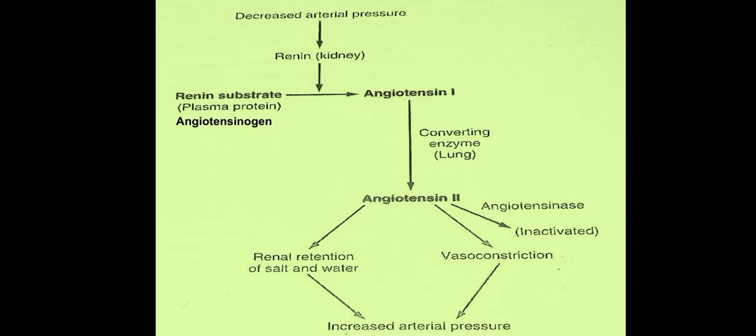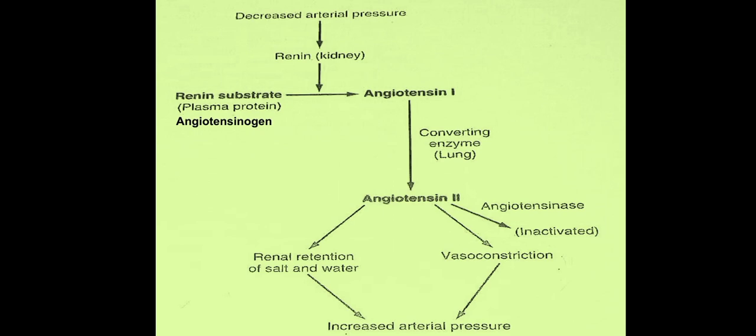Another function of angiotensin 2 is that it acts on the adrenal cortex to release aldosterone. Aldosterone is the principal sodium retaining steroid hormone, and its action is to reabsorb more sodium. So because angiotensin 2 acts on the adrenal cortex, aldosterone is released.